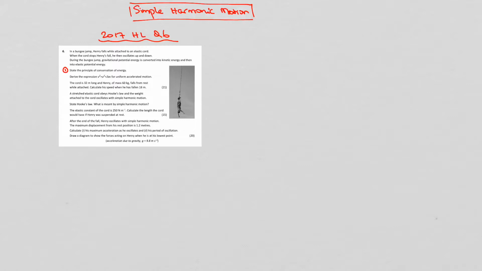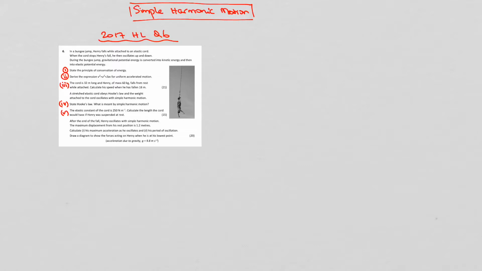We then have to derive the expression. So we'll say that's part 2. We have the cord is 32 metres long and we have to calculate his speed when he has fallen. So that's going to be part 3. We then have a stretched elastic cord obeys Hooke's law, state Hooke's law. So that's going to be part 4. We then have to calculate the length that the cord would have if Henry was suspended at rest. So we're going to say that's part 5.